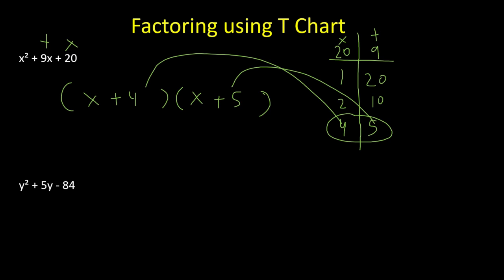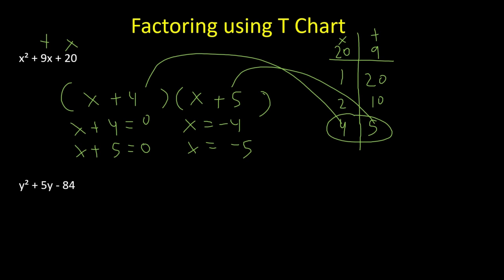And then from here, we have to set them equal to 0. So x plus 4 equals 0, x plus 5 equals 0. So x equals negative 4, then x equals negative 5.